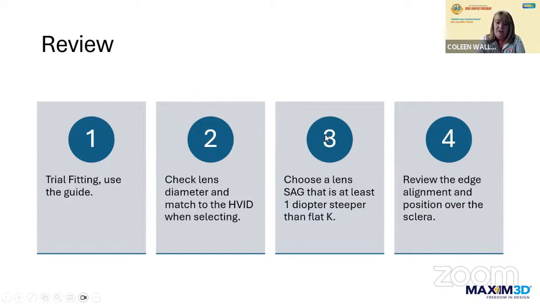You also want to make sure that you have the proper vault over the steepest area of the cornea. And again, you want 250 microns at the steepest point of the cornea. If you have too much vault, your lens is too steep. So then you would reduce the sag by choosing a different, flatter lens in the fitting set. If you have touch, for every millimeter of touch, increase the sag 0.1.